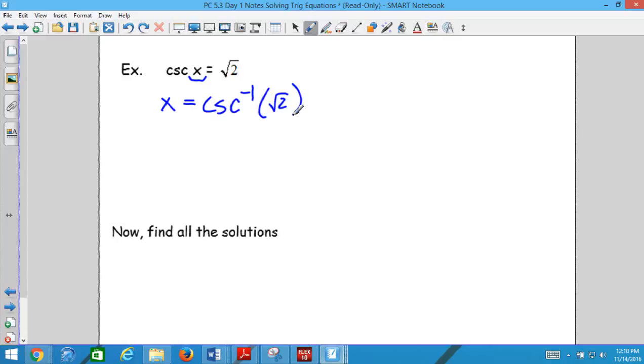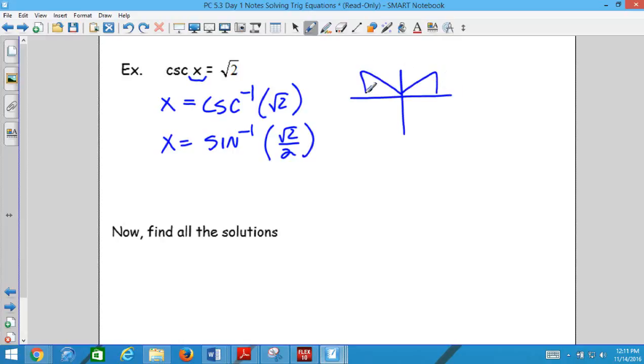Now, you may not have cosecant memorized, and if you don't, we can look at it as being sine, but the reciprocal of. So I could also write this as sine x equals square root of 2 over 2, by reciprocating square root of 2, making it 1 over square root of 2. So where is sine square root of 2 over 2? 45 degrees. And this is positive, so it's going to be here and here. So we've got x equals pi over 4 and 3 pi over 4.